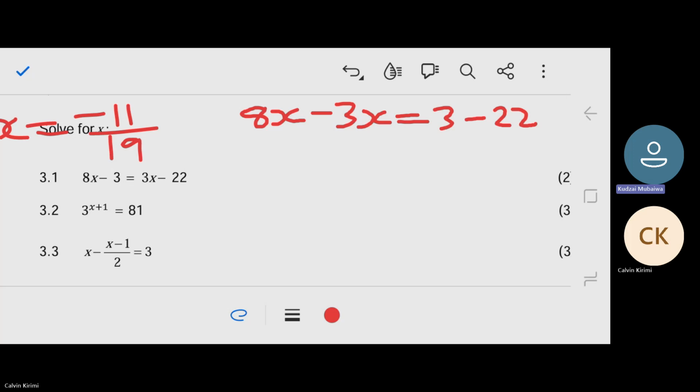So I got negative 19 over 5. Now it's negative 19 over 5. Yes, sir. So which means 5x is equal to what? Negative 19. Then you divide both sides by what? By 5. Divide by 5.